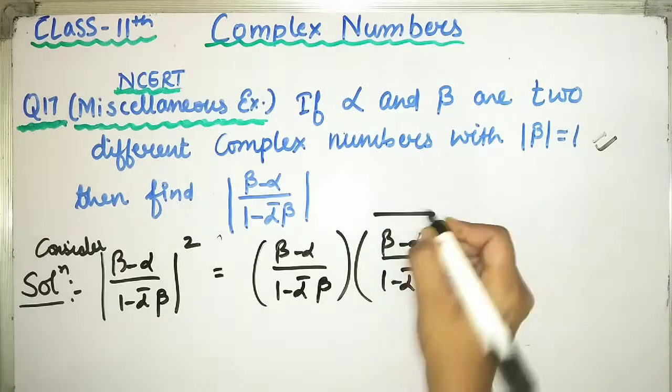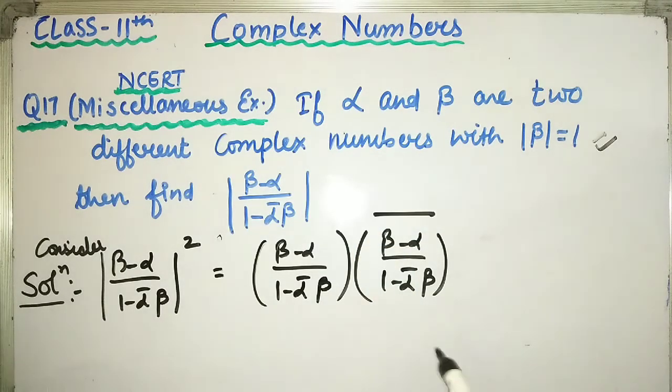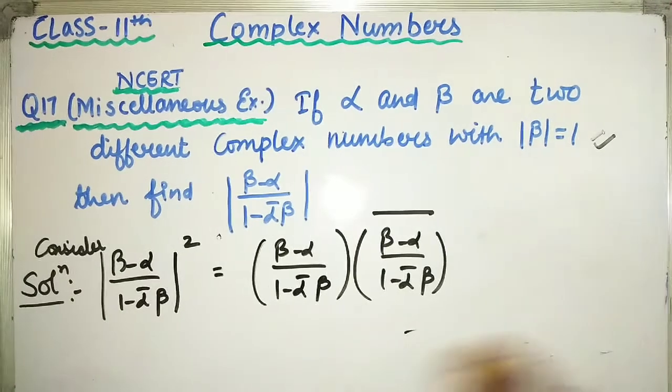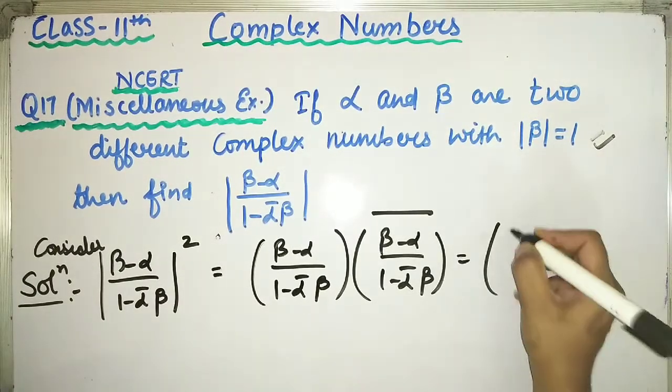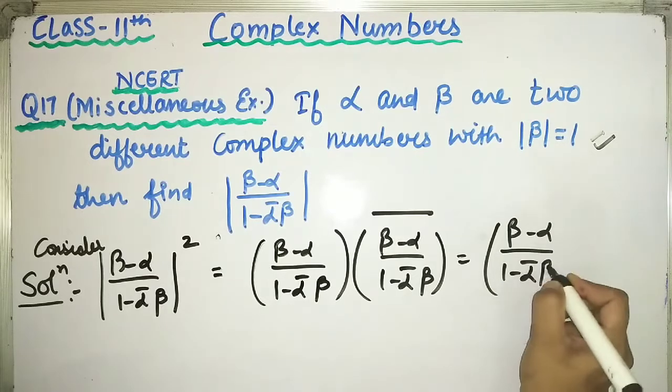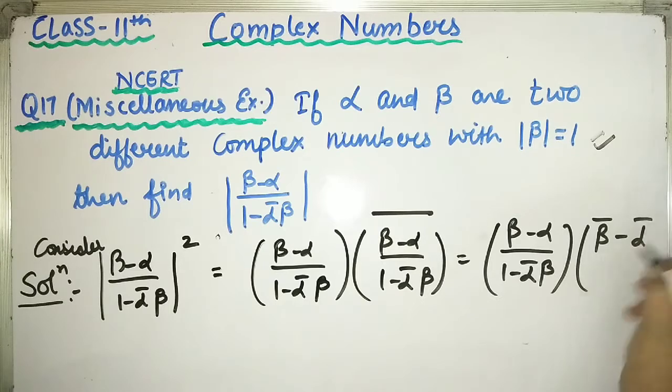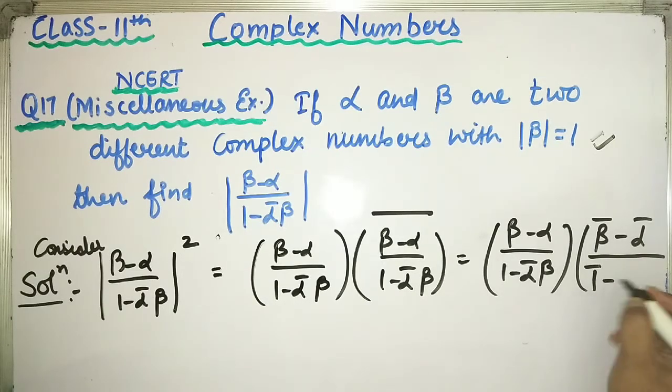bar beta) conjugate. Right? Now simply we know that conjugate of z1 minus z2 equals conjugate of z1 minus conjugate of z2. We have discussed these results in previous videos. You can check through my channel. So students, I am going to keep (beta minus alpha) upon (1 minus alpha bar beta) as it is, and I am going to write this as (beta conjugate minus alpha conjugate) upon (1 conjugate minus alpha conjugate beta) the whole conjugate.